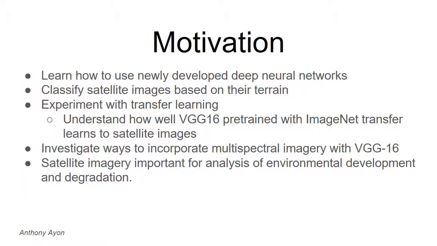First of all, after doing careful analysis on the topic of our project, we stumbled upon a type of convolutional neural network fairly new to the field of image processing, which is VGG16. We looked at a SAT4 dataset which comprised satellite images from different terrains and trained it on a VGG16 model to classify what terrain a satellite image is showing. This will give us a further understanding of how well VGG16, pre-trained with the ImageNet transfer, learns from these images, as well as investigate ways to use multispectral imagery with VGG16. All this in hopes of one day helping us further analyze environmental development and degradation.